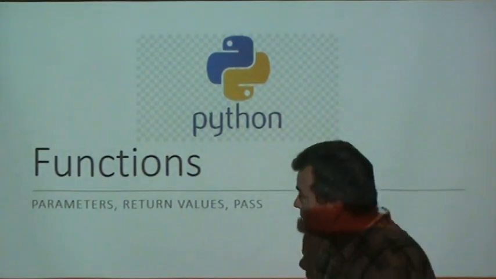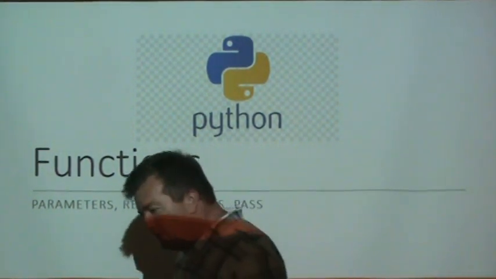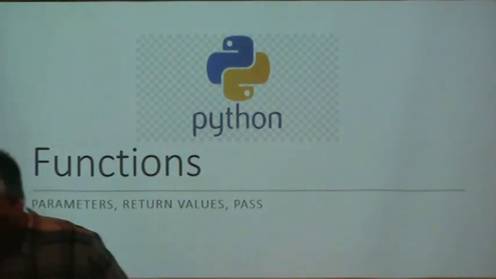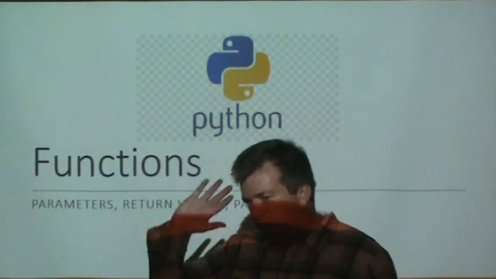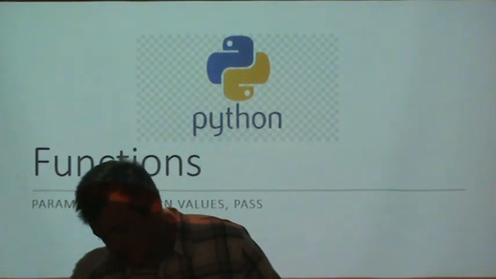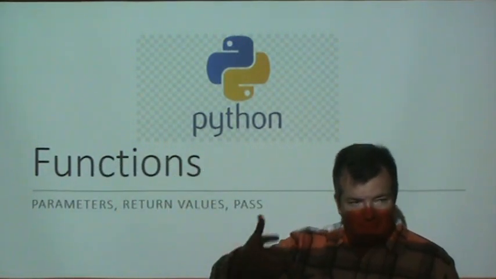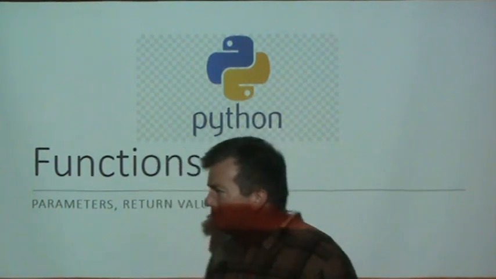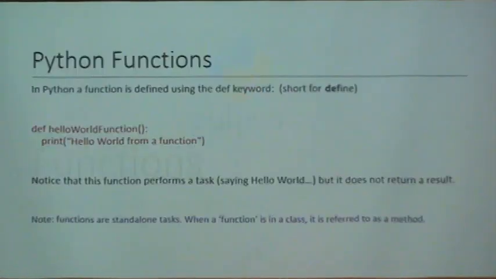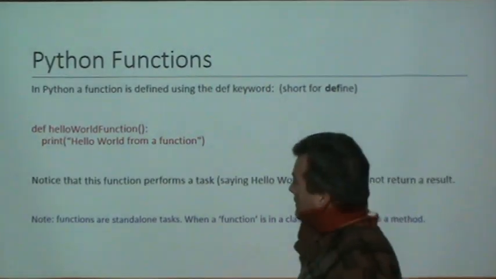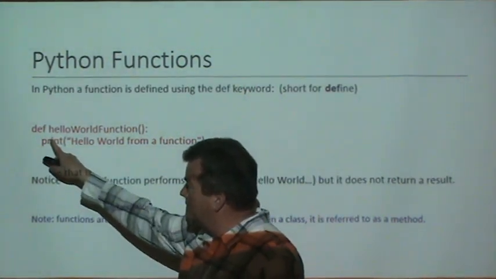Okay, so talking about functions. Functions in Python, if they are outside of a class, we'll talk about classes and objects maybe a little later on down the road. If they're outside of a class, they're called functions. If they're inside of a class, they're called methods. Basically the same idea.